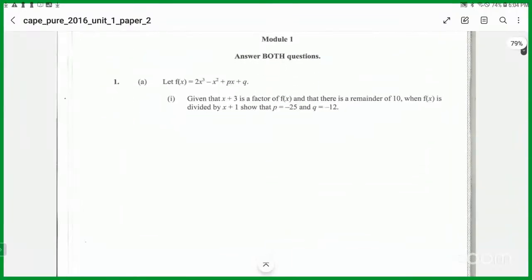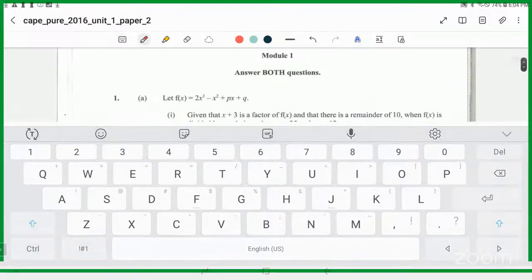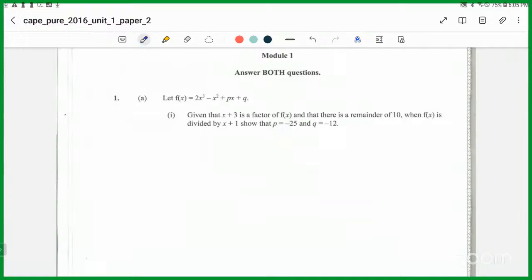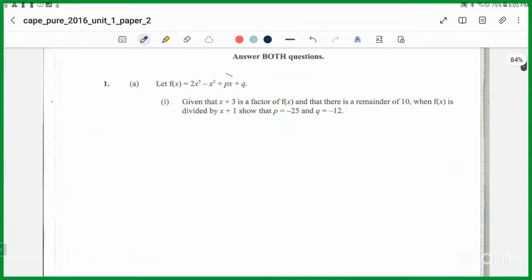So this one, 1A. So advanced students can get a question just like this on their exam paper. Alright, even though it's on a pure maths paper, yes, you can. This question gives us this function. There's 2 unknowns in it, so we need 2 equations to solve for them. It says, given that x plus 3 is a factor, and there's a remainder of 10 when it is divided by x plus 1, show that P is this. I like this question, we'll get the answer, you know you're right. All right, so let's go.